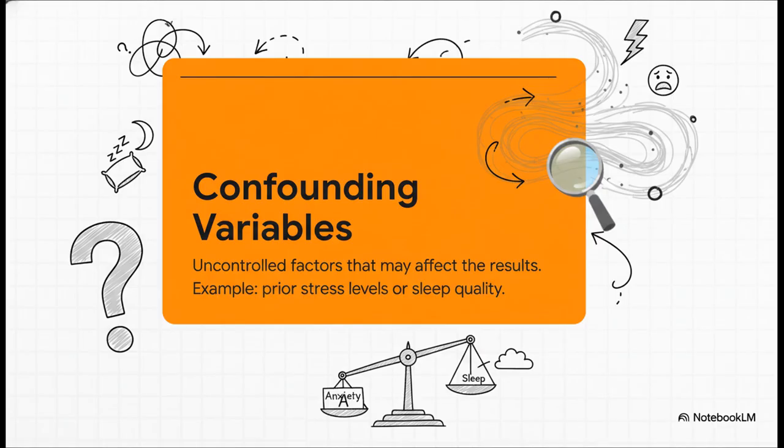But here's where things get dangerous: confounding variables. These are the sneaky, hidden factors that you didn't control for, and they can creep in and completely mess up your results. Like, what if the meditation group just happened to get more sleep the night before the test? That's a confound. It could be the sleep, not the meditation, that lowered their anxiety. And this kind of thing can threaten the validity of the entire study.